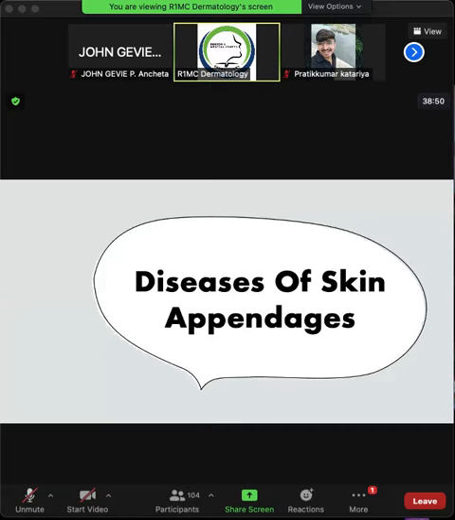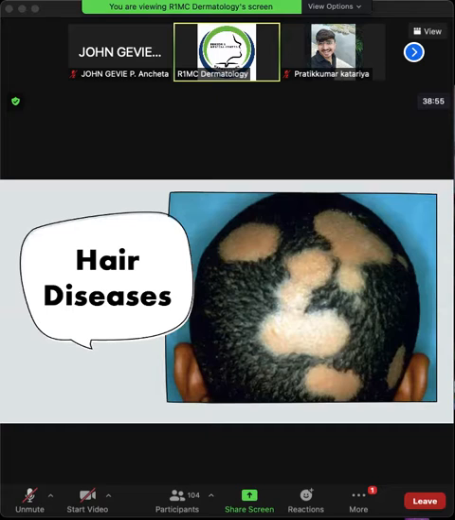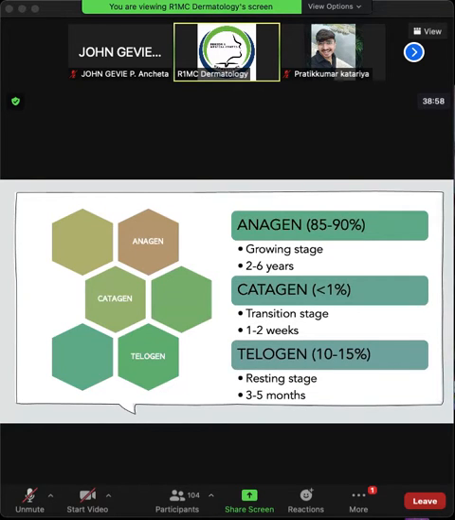So we move on to the diseases of your skin appendages. First is your hair diseases. Concepts to remember for your hair cycle is that normal human hairs can be classified according to the cyclic phases of growth. So we have your anagen hairs or your growing hairs. We also have your catagen hairs or those undergoing transition from the growing to the resting stage. And of course, we have your telogen hairs.